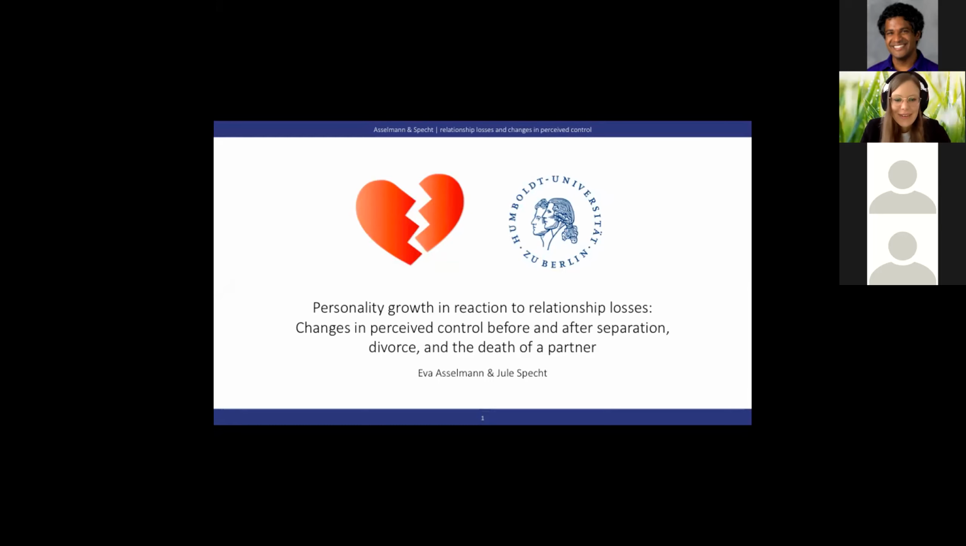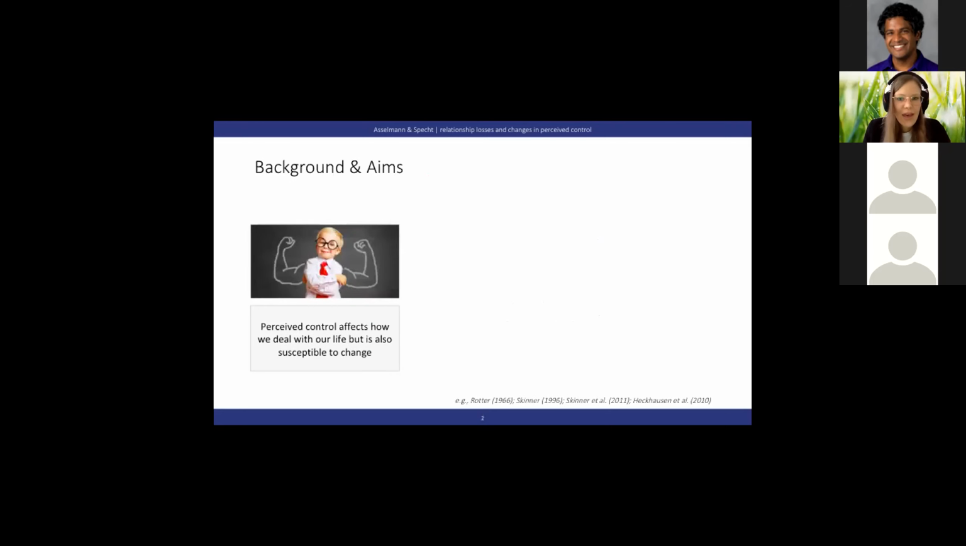I would like to present you some new findings about changes in perceived control in the years before and after relationship losses, namely separation, divorce, and the death of a partner. We know that perceived control crucially affects how we deal with our life. It impacts how well we feel, how healthy we are, and how we master different challenges in our lives. At the same time, we know that perceived control is susceptible to change.